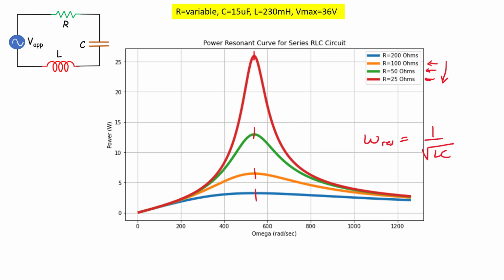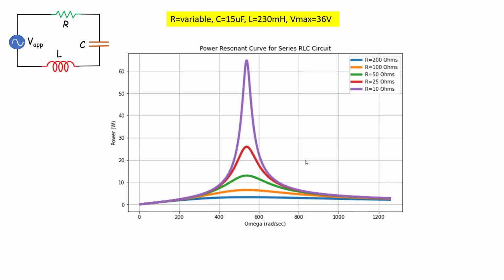Let me show you one other case where I'll make the resistance 10 ohms, and you're going to see this one. That's the purple line shown in this figure. Again, a very, very high peak. So I changed the maximum value. Remember that the maximum value depended on the value of the resistance. So that's why the maximum value shoots up very, very high.